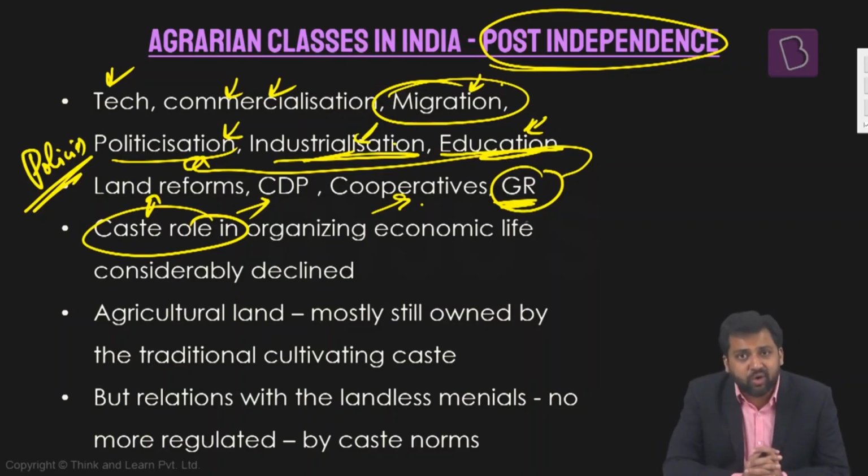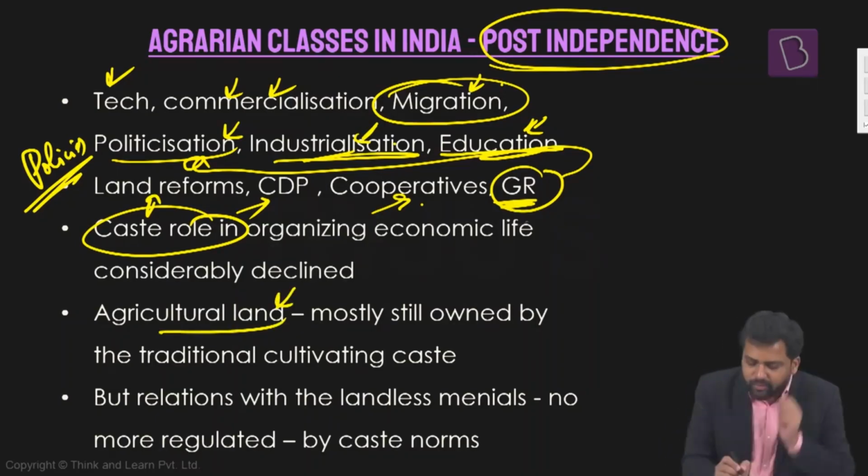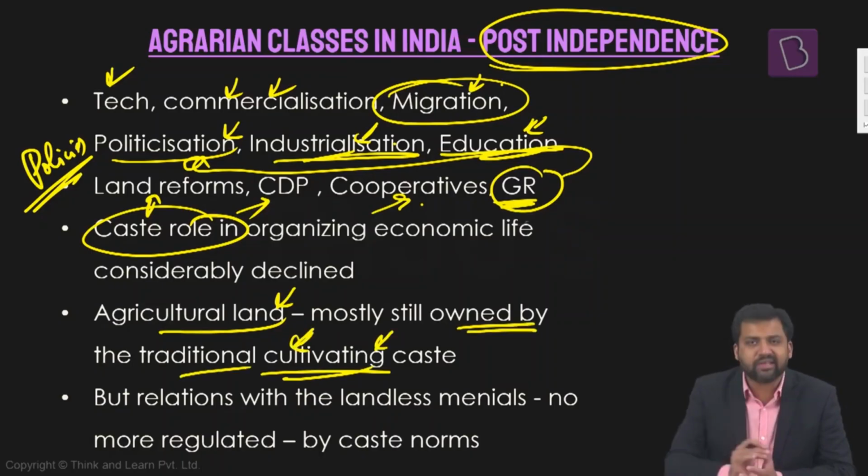But does that mean the role of caste is zero? Is it nil in the agrarian economy? That is not the case. Even now, most of the agricultural land in India is owned by the traditional cultivating class. Some of those affluent sections still continue to own that. The poor ones don't own it.